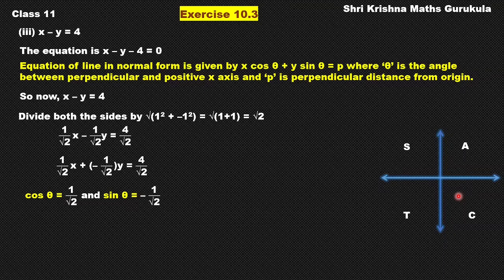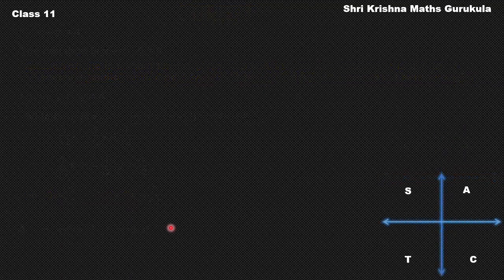It's very easy to find out. If sin theta is positive, angle has to be in any of these two. If cos theta is positive, angle has to be in any of these two. If both are negative, angle lies here. Very simple. Both are positive, angle lies in first quadrant. Easy to identify. Angle lies in fourth quadrant.